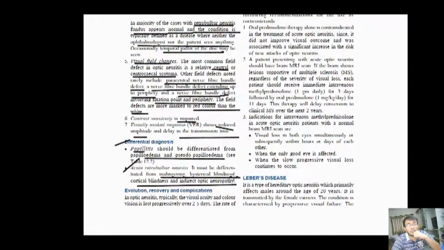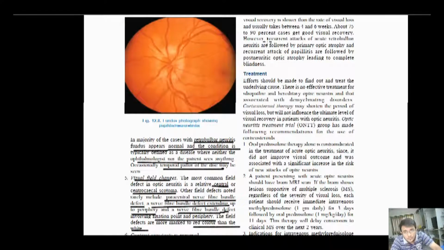So how does optic neuropathy evolve or recover, and what are the various complications of optic neuritis? In optic neuritis, typically visual acuity and color vision is progressively lost over 2 to 5 days. Next, the rate of visual recovery is slower than the rate of visual loss. Visual recovery usually takes 4 to 6 weeks. About 75 to 90% of the patients get good visual recovery.